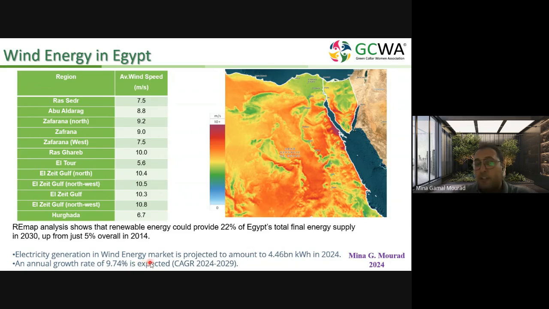Electricity generation in the wind energy market in Egypt is projected to be about 4.46 billion kilowatt hours in 2024. The expected annual growth rate is about 9.74% according to CAGR analysis. So with this growth rate, I think we can reach 10 billion kilowatt hours in the year 2030. This is for Egypt, but what about Turkey?